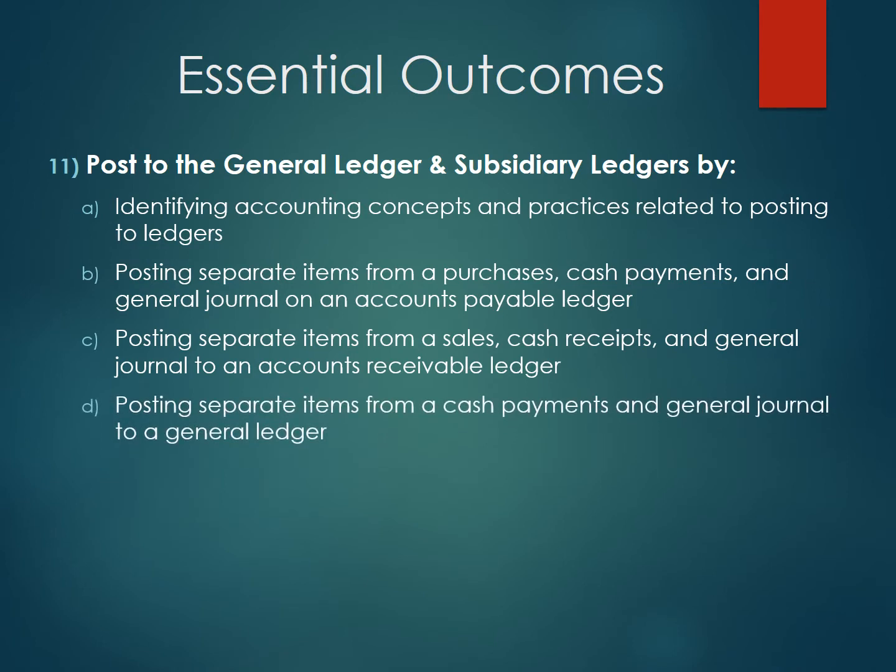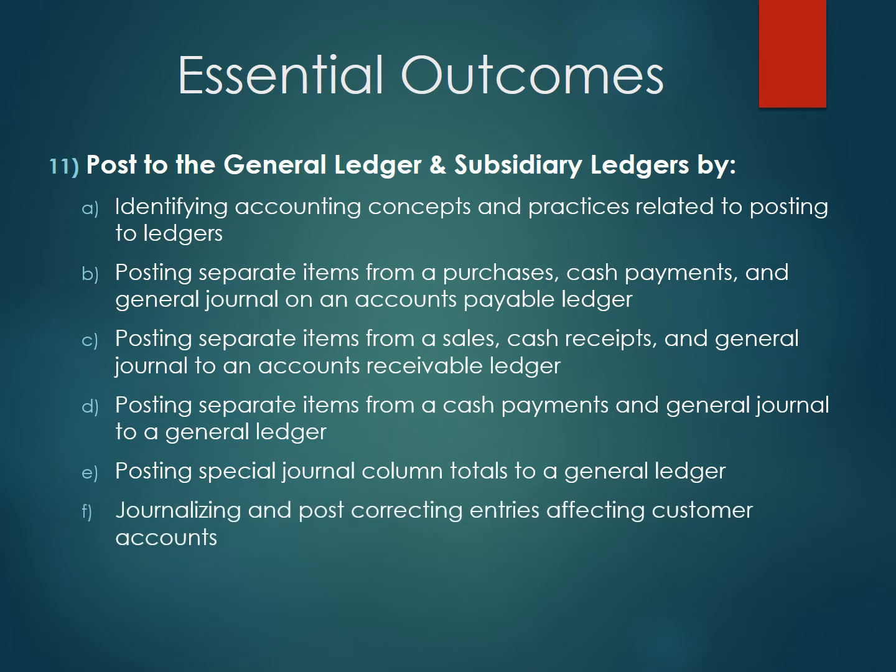D. Posting separate items from a cash payments and general journal to a general ledger. E. Posting special journal column totals to a general ledger. F. Journalizing and posting correcting entries affecting customer accounts. And G. Connecting key terms in the chapter with application.